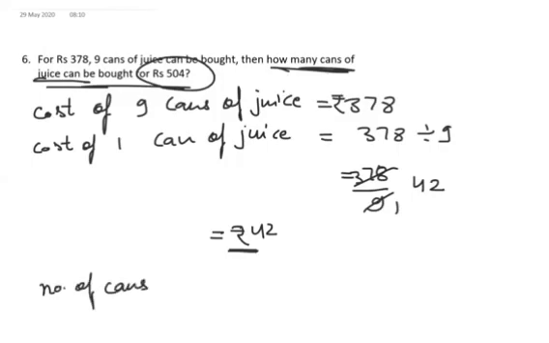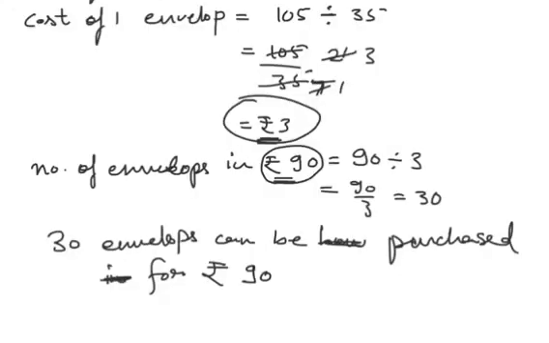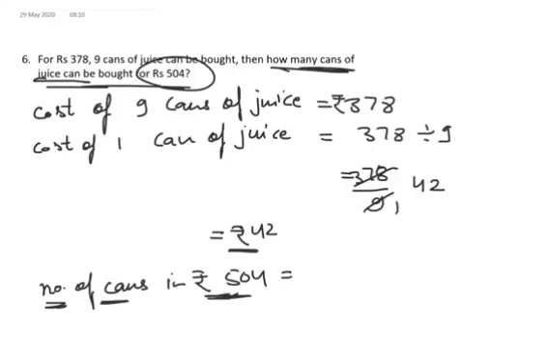The number of cans in rupees 504 is equal to, again look at this, when you have to find the number of articles and you have a sum of money, then always you have to divide, as we have done in question number 4. If you remember, in question 4 also we had 90 rupees, so we had divided 90 by 3. In this question also we have rupees and we have to find the number of cans, so we have to divide 504 by 42. Okay, so 504 divided by 42, beta, what is the answer?